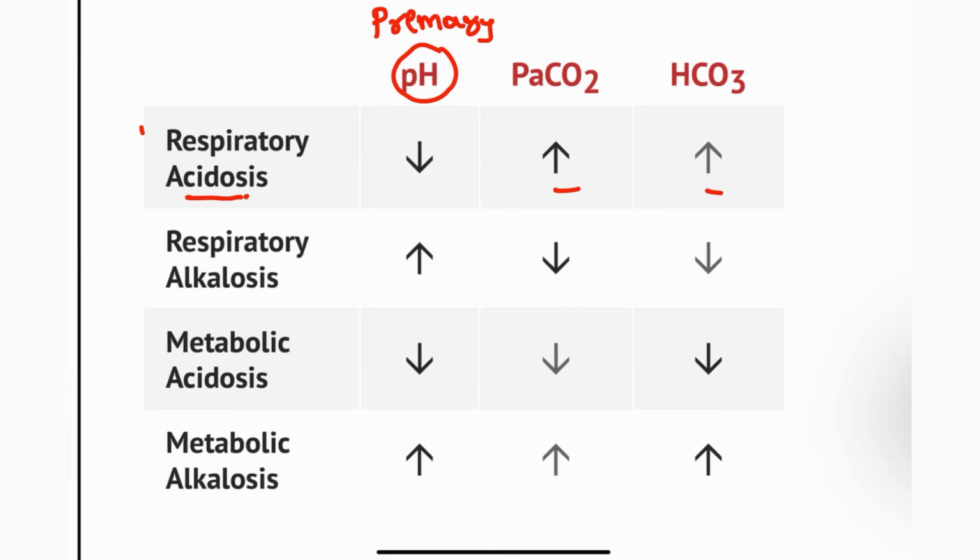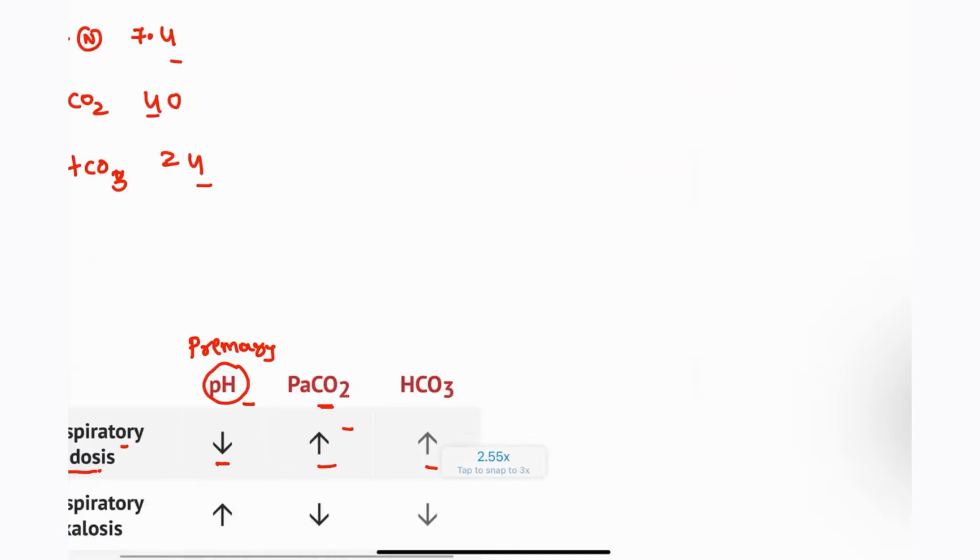So always remember the respiratory is opposite to the pH. If the pH is low, respiratory will be high. Okay, but metabolic will be the same way. Okay, this is the difference that you have to observe. If you see respiratory, pH is low but the PCO2 is high, then this is the respiratory condition, and metabolic will be same. So here are the differences that you can observe.